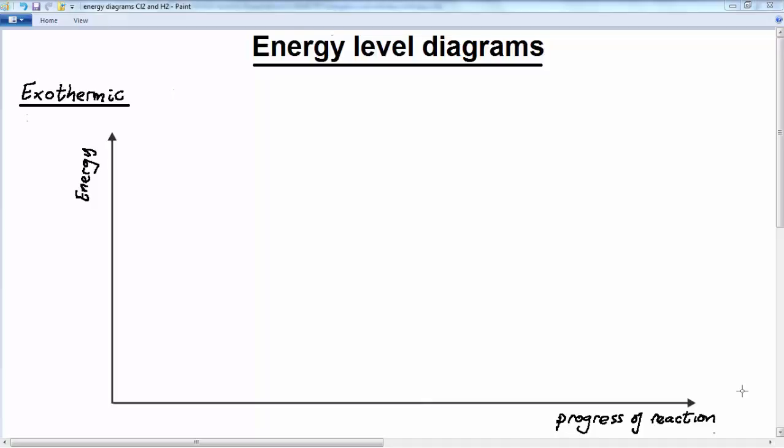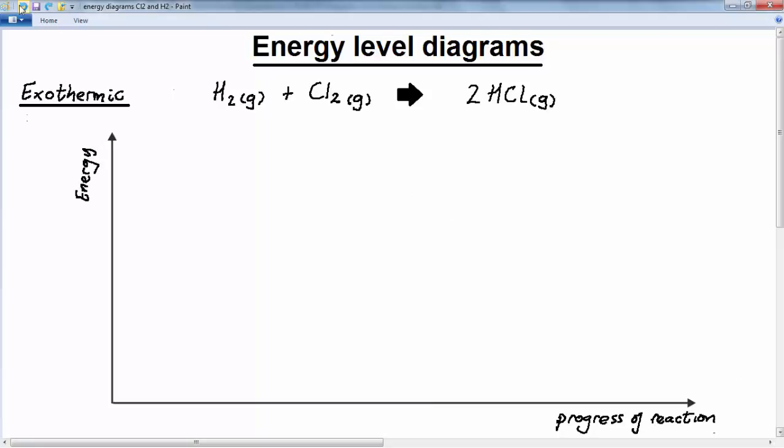In this lesson we're going to continue to look at energy level diagrams. This time we're going to quantify things a little. We're going to look at a specific reaction, which is the reaction of hydrogen with chlorine to form hydrogen chloride. We looked at this in a previous lesson in the context of bond breaking, and so we're going to do the same thing now and apply that to the energy level diagram.